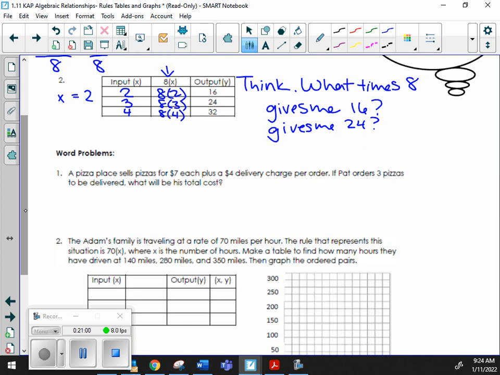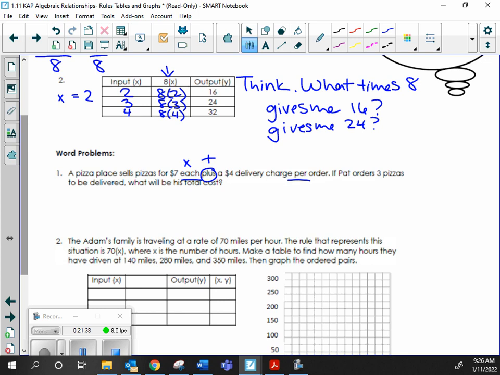Okay? Of course, we can do some word problems. I would never not give you word problems. A pizza place sells pizza for $7 each pizza plus a delivery charge per order. If Pat orders 3 pizzas to be delivered, what will be his total cost? Look for some keywords in there, underline. Some keywords Maria pointed out: each, per, both of those mean multiply. What's another keyword in there? A plus. What does plus mean? Plus. Okay, these mean times and plus.